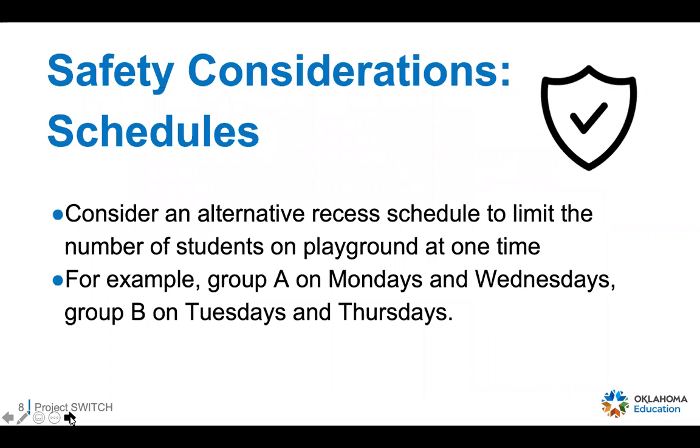Another thing you might consider are schedules. So consider an alternative recess schedule so you can limit the number of students on the playground at one time. An example would be maybe group A goes on Mondays and Wednesdays, group B will go on Tuesdays and Thursdays. So if you have a large amount of students that tend to be outside at the same time, you may consider developing a schedule.